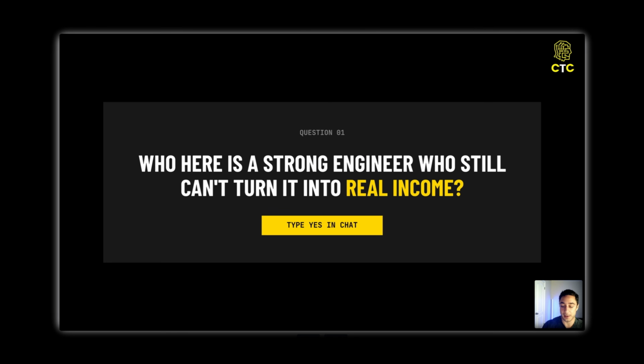And before we get there, I want you all to reply in chat with either a yes or whatever word you want to use. You can use C if some of you are Spanish speaking. But basically, I'm going to ask you a couple questions. Question number one is, who here believes they are a strong software engineer who still cannot turn it into real proper income? Or another way you can think of this question is, who here thinks they are undervalued? Undervalued meaning you think you are able or you should be able to make more money than you are currently making with your current set of skills.